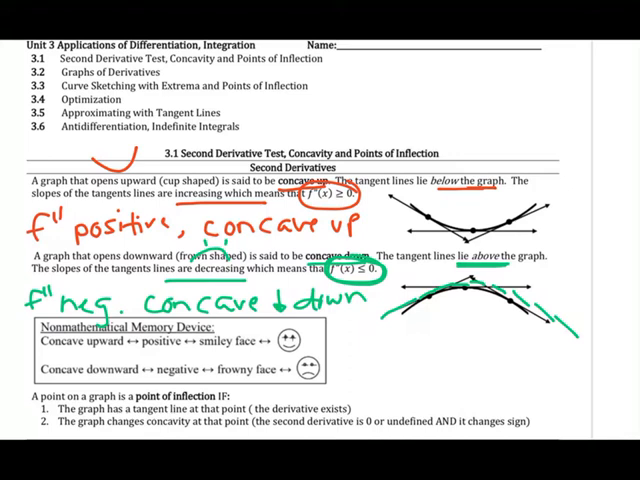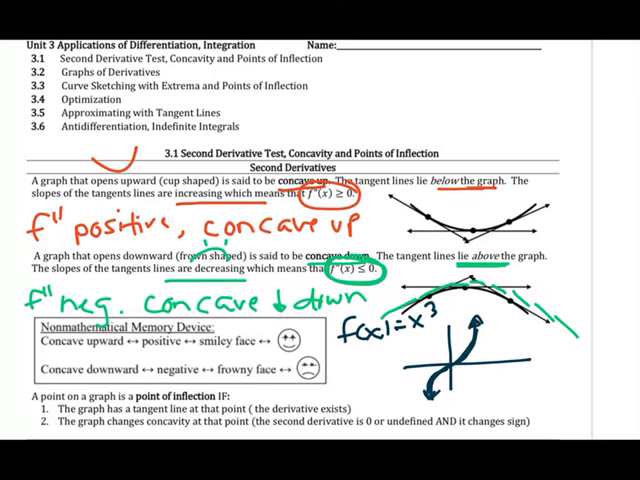Now, unlike these two functions that we just looked at, many functions are not the same concavity over their entire domain. For example, the cubic function has a point where it does in fact change concavity. It's concave down and it's concave up. So it has different concavity along different intervals of the function.